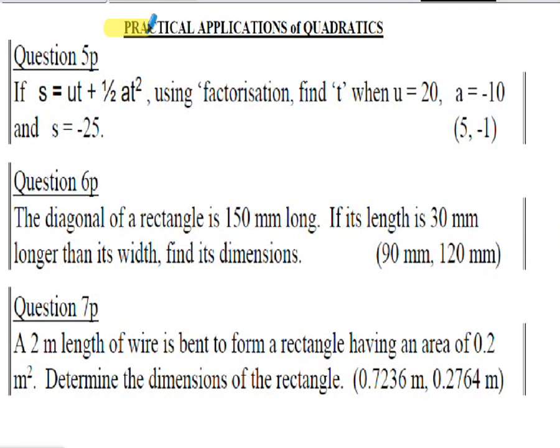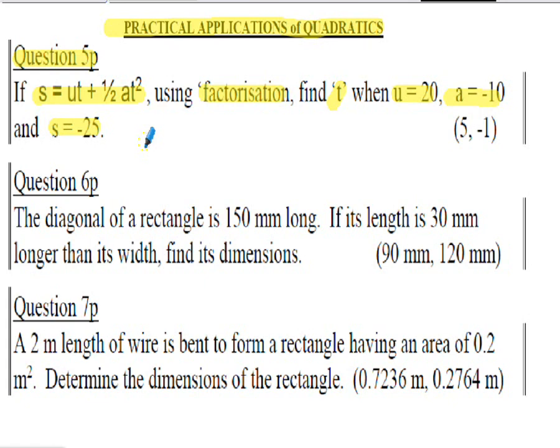I'm going to leave you with some practical applications of quadratic questions. So question 5p, we're given one of Newton's equations of motion here, s equals ut plus a half at squared. We're asked to solve this using factorisation for the value of t. So what you could do here is put the values of u, values of a and the value of s into the equation, and then rearrange it in terms of the at squared plus bt plus c is equal to 0 equation.